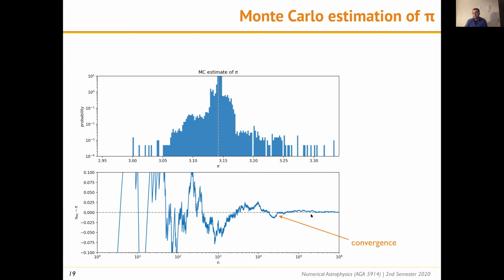And the whole idea here of convergence is that we have a large enough sample, and a large enough sample allows us to draw conclusions more confidently.